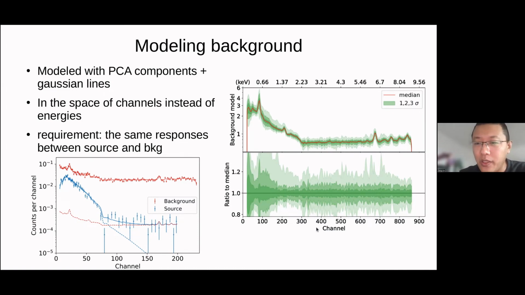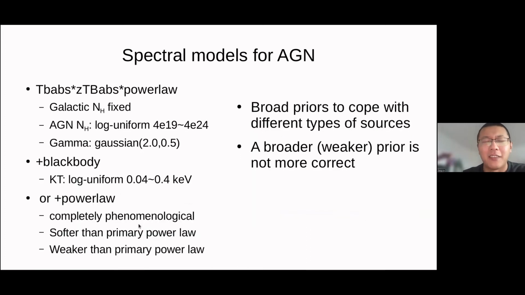Notice here that we model the background in the space of channels instead of energies. This is because we have the same responses for source and background. Therefore, we only need a constant conversion factor, which is the ratio of the backscales, to convert the background model to the source region, so that we skip the step of convolving with response files in order to save some time. And for the AGN model, of course, we use the simplest absorbed power law model.